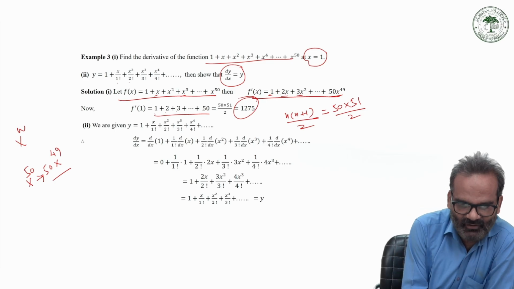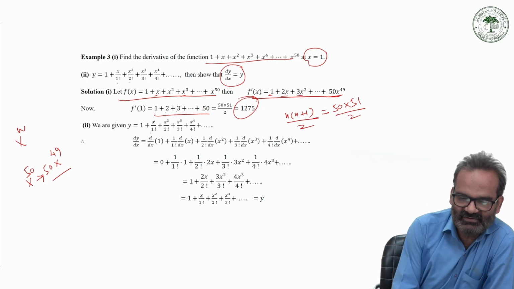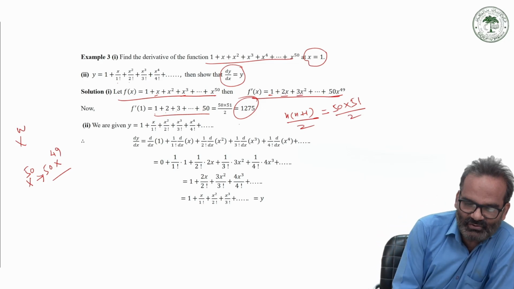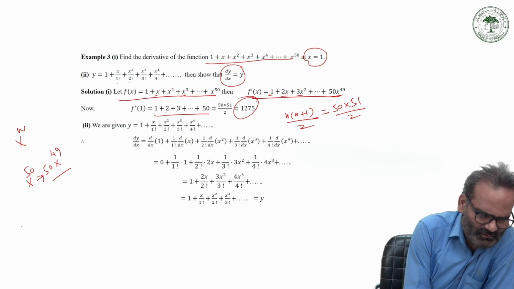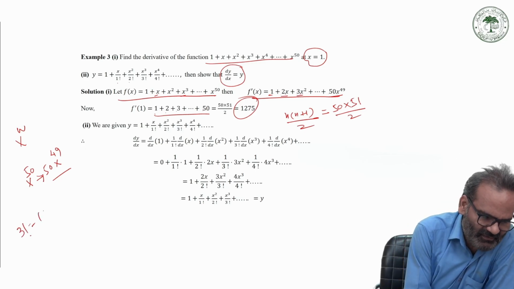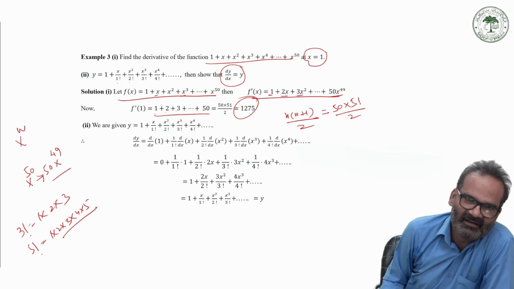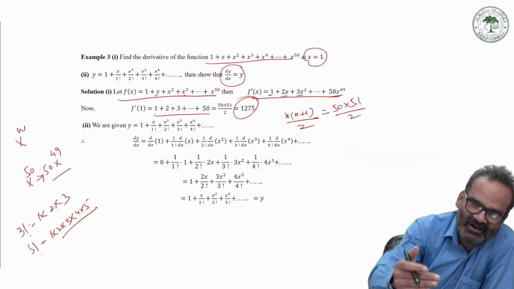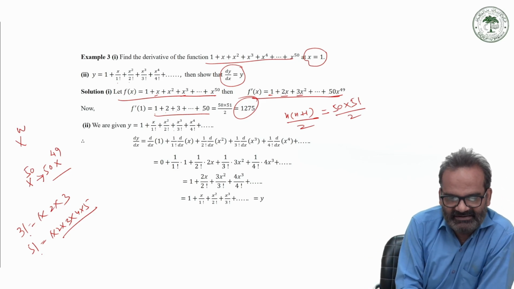So these are three ways we can use to find the solutions of such questions. Here we are given y equals 1 plus x upon factorial 1 plus x square upon factorial 2 plus x cube upon factorial 3, and so on. We have to show that its derivative will remain y itself. You know about the factorial. Factorial of 3 means 1 into 2 into 3. Factorial of 5 means 1 into 2 into 3 into 4 into 5. So the factorial of any number is the product from 1 to that number. So y is equal to this. Now find its derivative.